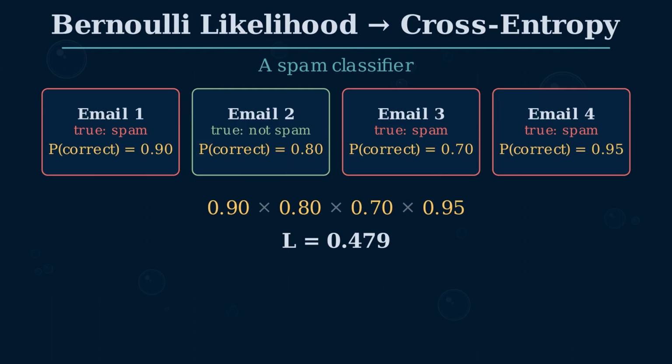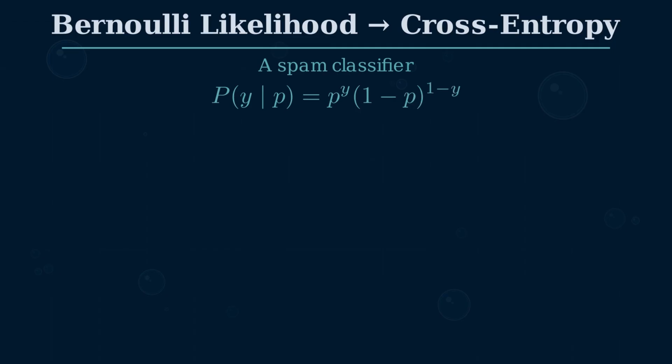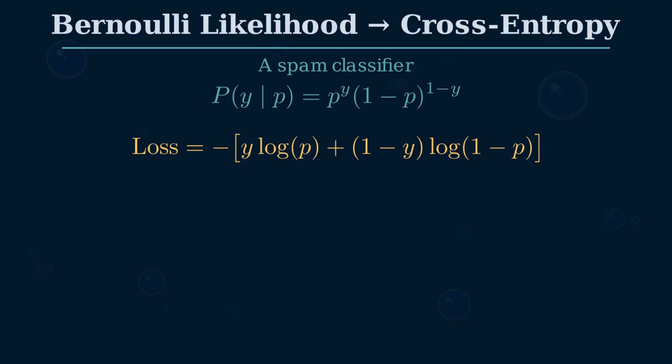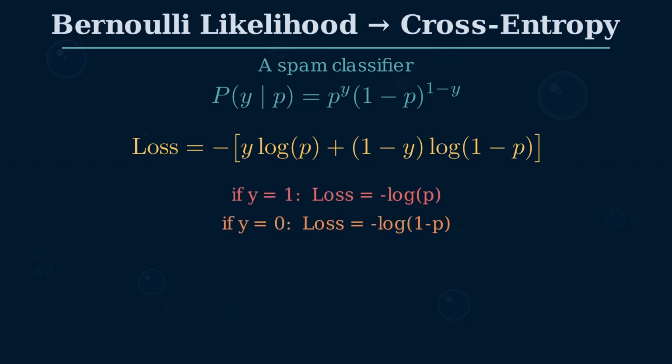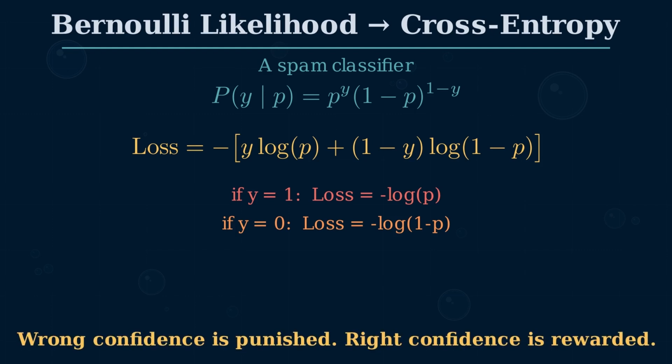For a single binary label, the probability model is Bernoulli, p to the y times 1 minus p to the 1 minus y. Take the negative log of that and it becomes binary cross-entropy: minus y log p minus 1 minus y log 1 minus p. If the true label is 1, the loss is minus log p. If it's 0, the loss is minus log 1 minus p. Confidently wrong costs a lot. Confidently right costs almost nothing. This is exactly why logistic regression and neural classifiers train on cross-entropy.